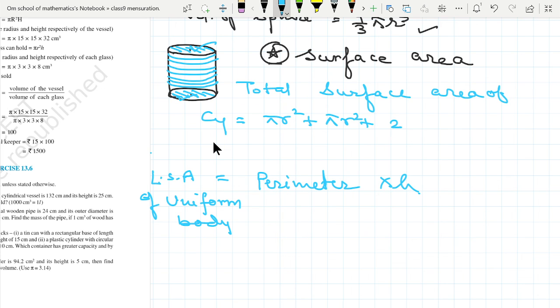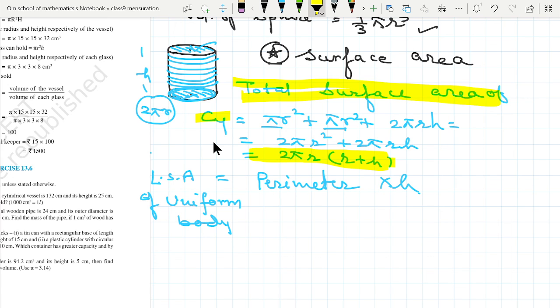So here the perimeter is the circle. Perimeter is the circle. It means 2 pi r, and you are multiplying it with height h. So 2 pi r h is the lateral surface area. Okay, pi r square and pi r square will be added. So it will be 2 pi r square plus 2 pi r h, and if you take common 2 pi r out of these two terms, you will get 2 pi r into r plus h. So this is the total surface area of the cylinder. Clear?